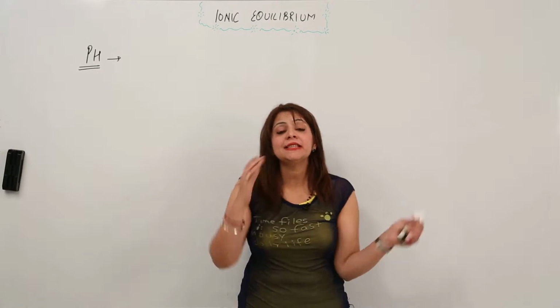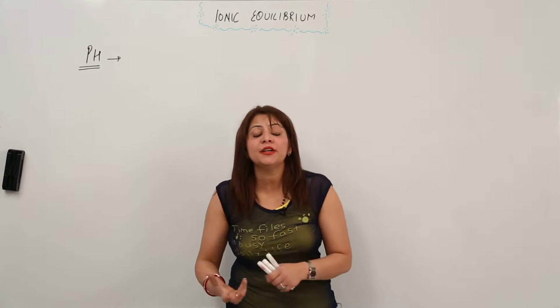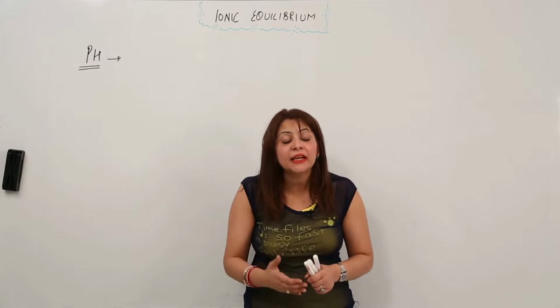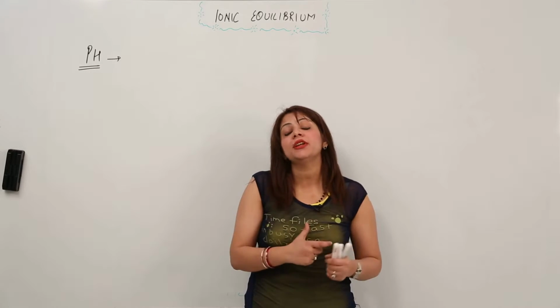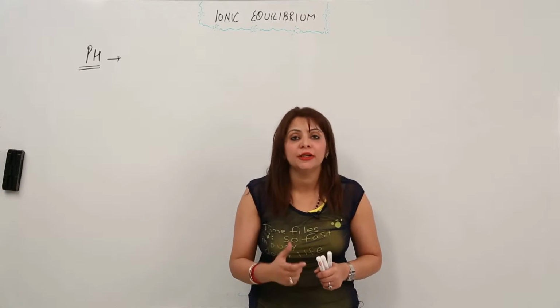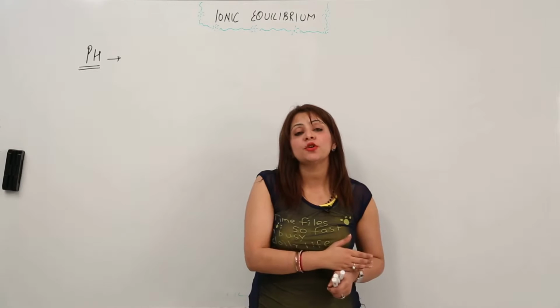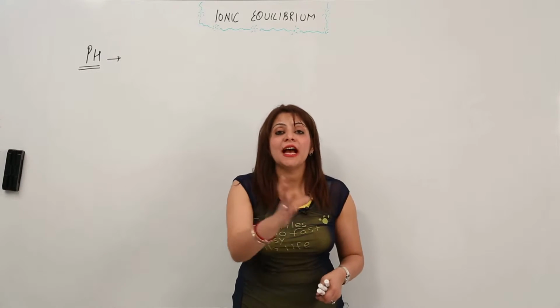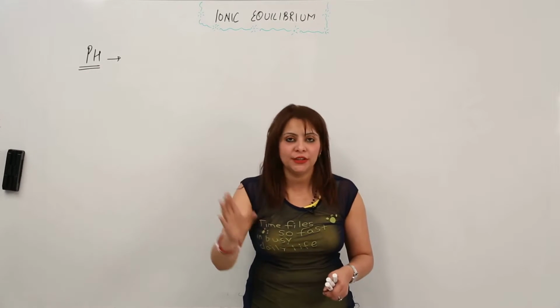and if it has fewer hydrogen ions and more hydroxide ions, it is said to be basic, and if the concentration of both is similar, it is said to be neutral, right? So whenever we talk about chemical nature, it just means acidic, basic and neutral. You should be clear with it, right?